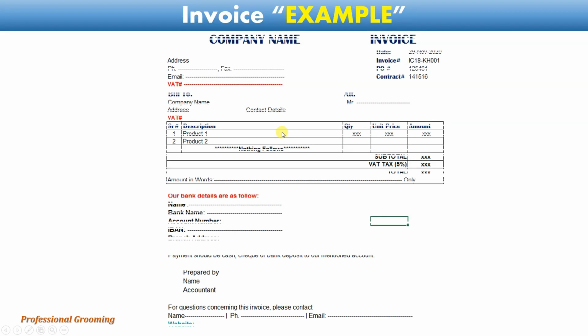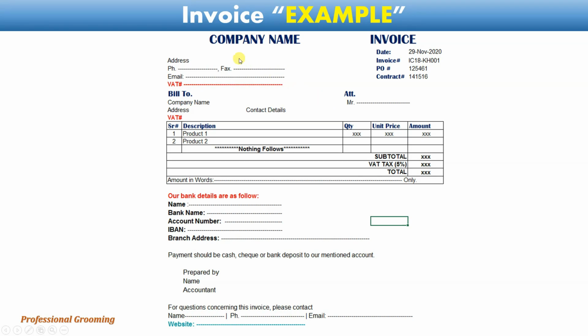Let's have a look at an example of an invoice. This is the invoice format, like here your company name, date of the invoice, the issue date, invoice number, this is very important, this is the reference number of the invoice, the purchase order number of the client, and the contract number of the client also. Here the address, phone number, fax, email and VAT number for our company, who is giving the products on credit, who is issuing this invoice. So we are going to bill the other company who is getting goods on credit. Their address, their contact details, their tax number, and attention to whom.